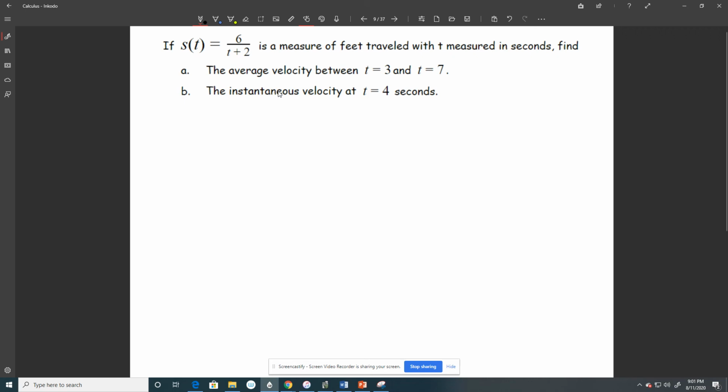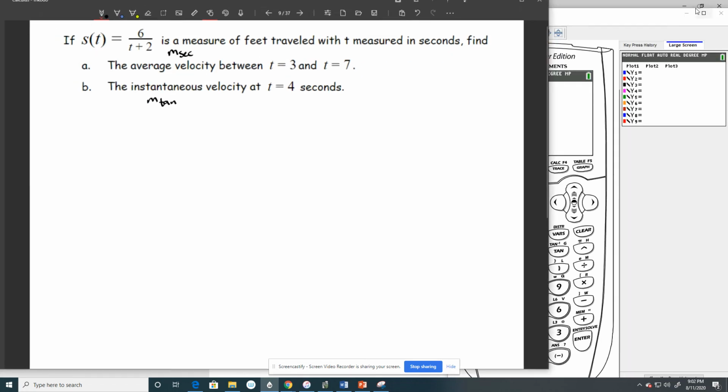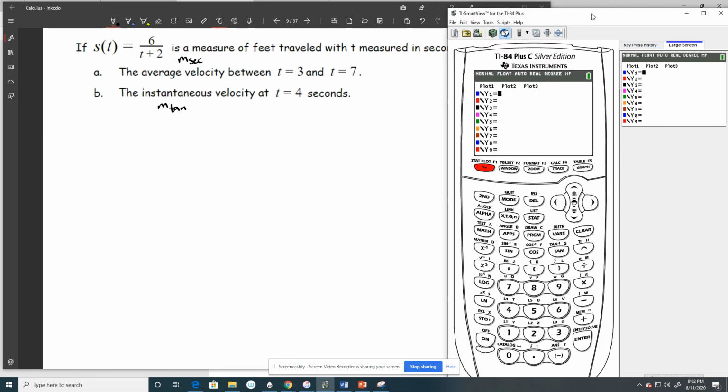Now, when it talks about average velocity between 2 points, what it's asking you to find is the slope of the secant line. When it's asking about instantaneous velocity at a specific point, it's asking for the slope of the tangent line. So we're going to use technology a little bit more to do this problem. So let's get our calculator out.